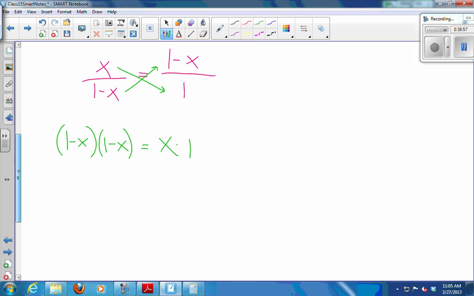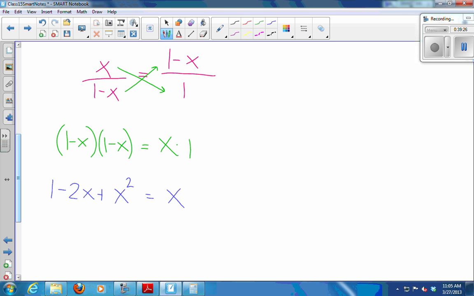When I multiply them, how do you multiply two binomials like that? FOIL, yes. We remember a little bit of algebra. So we have 1 minus 2x plus x squared, right? First, outer, inner, last. Okay? And that should equal x. So I have an equation with x squared. Who knows how to solve a quadratic equation?